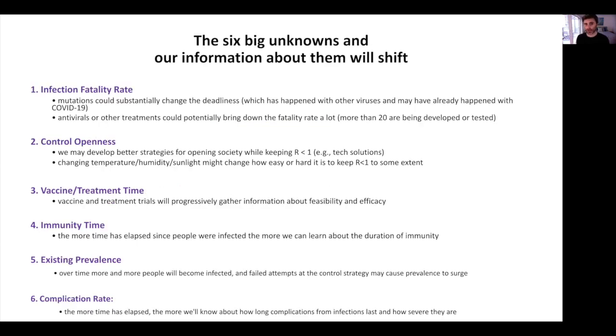It's worth noting that these 6 big unknowns, and our information about them, are going to shift over time. So we can't just measure these things once. We have to keep working on measuring them. For example, the infection fatality rate could change a lot with mutations of the virus. Some people say it's already mutated and changed the fatality rate.